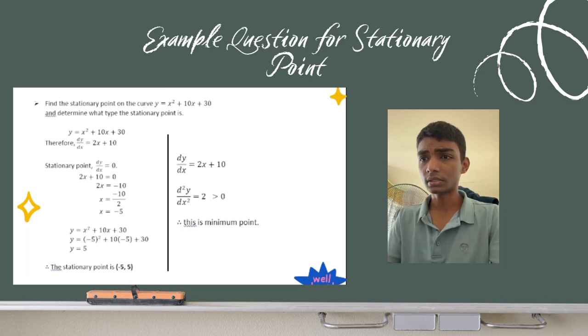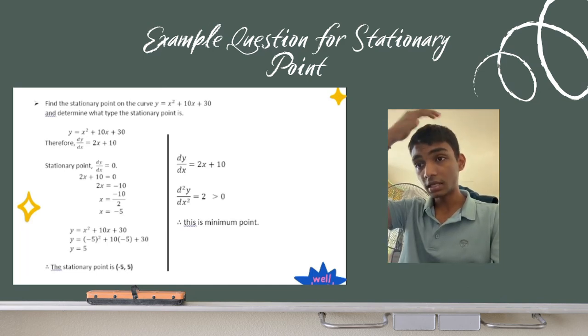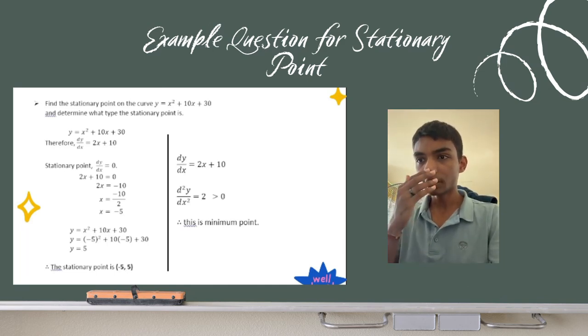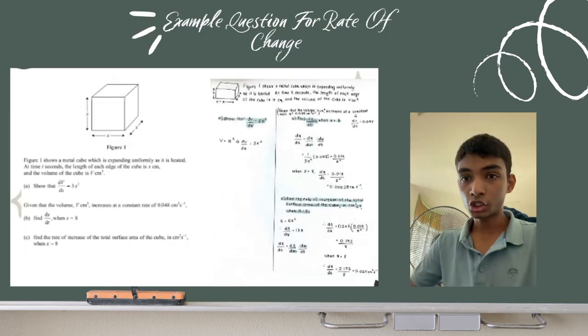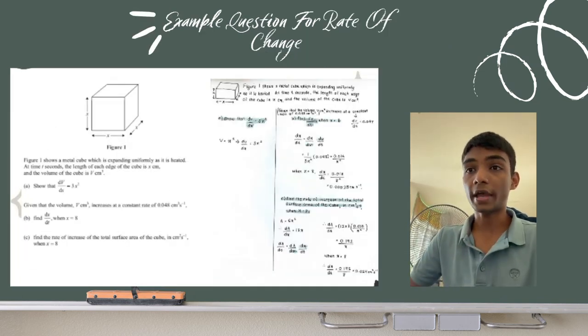Now, let's go to the side part where dy over dx equals 2x plus 10. So, d square y over dx square equals 2, which is greater than 0. Therefore, this is the minimum point. Thank you.